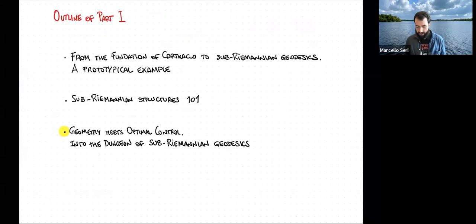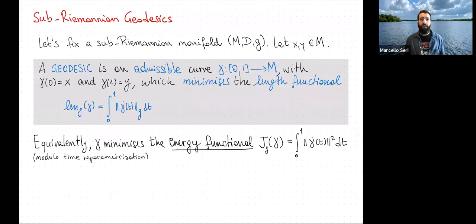So let's go to the geodesics. I mentioned length minimizing curves, and then I never went there. So let's try to define geodesics. We fix a sub-Riemannian manifold. We fix 2 points, and we try to find a length minimizing curve that joins those 2 points and that is admissible with respect to our sub-Riemannian structure.